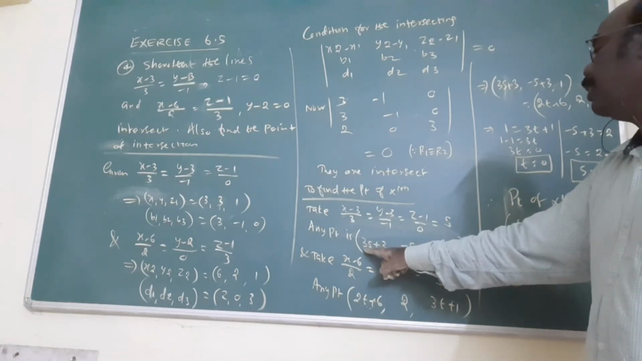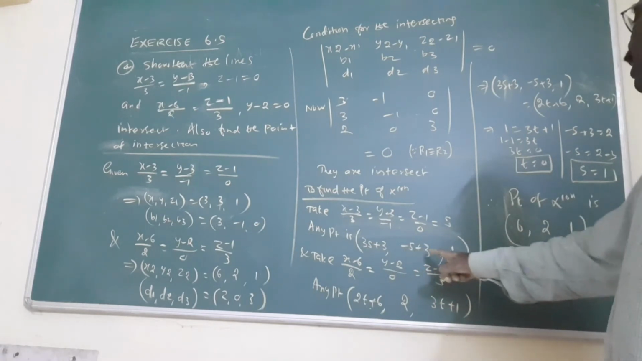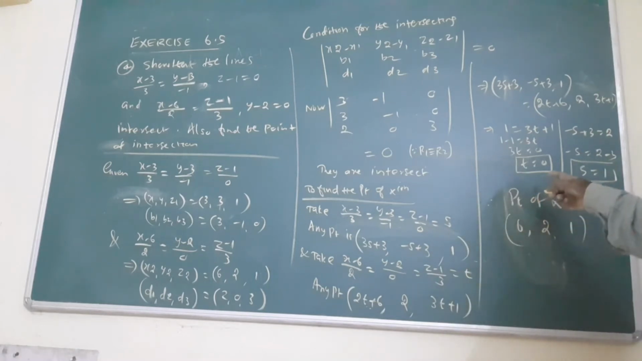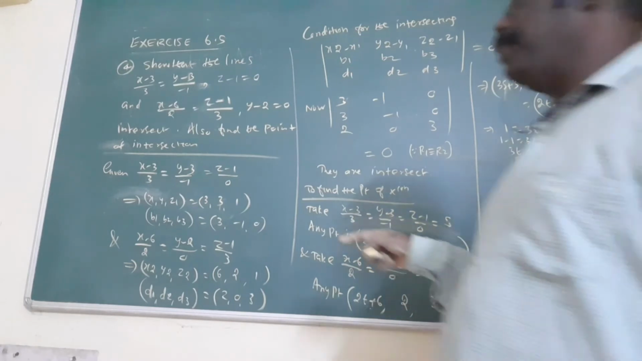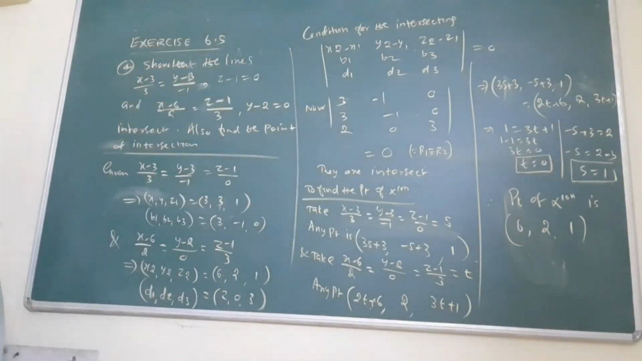3 into 1 is 3. 3 plus 3, 6. Then s equal to 1, no? Am I correct? 3 minus 1, 2. Last 1. Am I correct? In this way, you will substitute either t equal to 0 here or s equal to 1 here. Both answers will be equal, definitely. This type of equation is very important. First step, both the equations intersect each other.